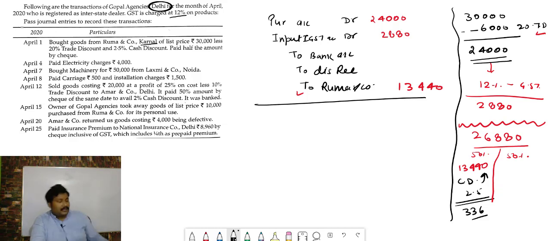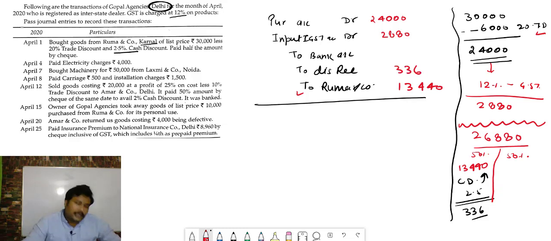So, bacha, always remember cash discount will be calculated on the amount that we are going to pay. So we are going to pay 13,440. So 2.5% discount will be applicable on that only. So the discount amount will be 336 and the amount we paid is 13,104. Okay, this is the first one.